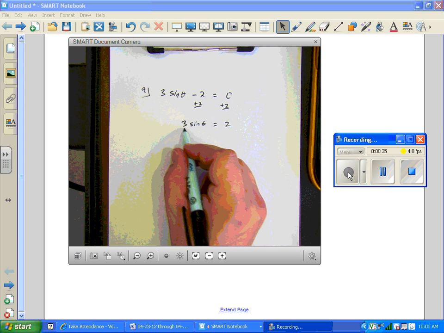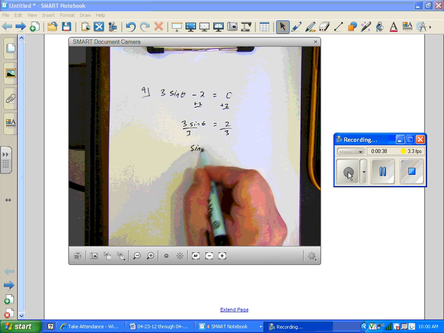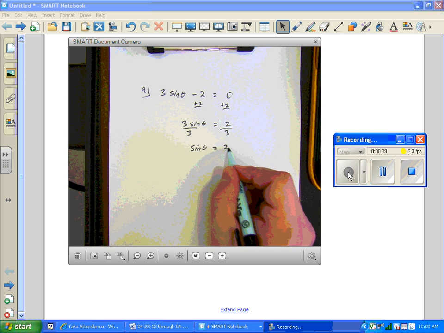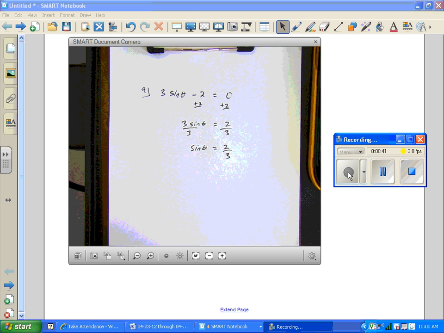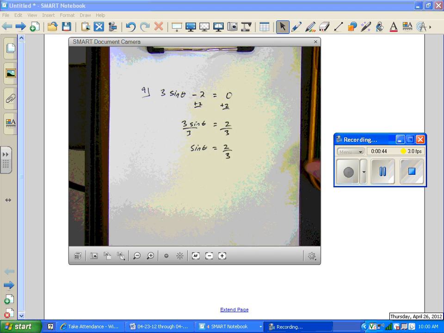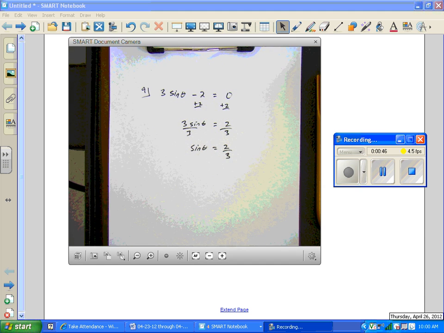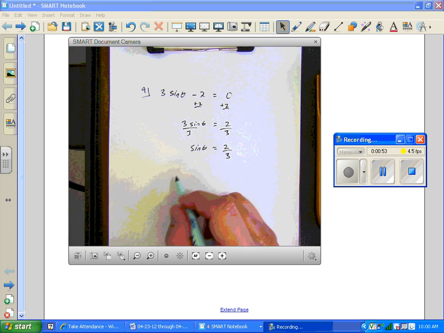All right, so we get sine theta equals 2/3. And now let's punch in on the calculator. All right, y'all punch in with me because I don't want to have to keep holding that under there. All right, inverse sine of 2/3. All right, you should get about 0.73.